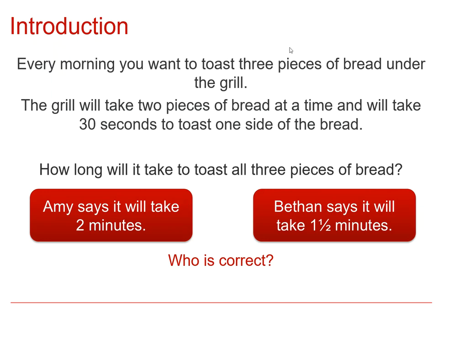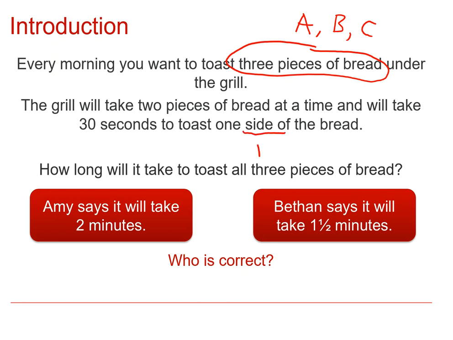Now, to help us think about this, let's make up some notation. So we've got 3 pieces of bread here. So why don't we call those pieces of bread piece A, piece B, and piece C? And of course, each piece of bread has got 2 sides. So we'll call those side 1 and side 2. Okay, so 1 and 2.